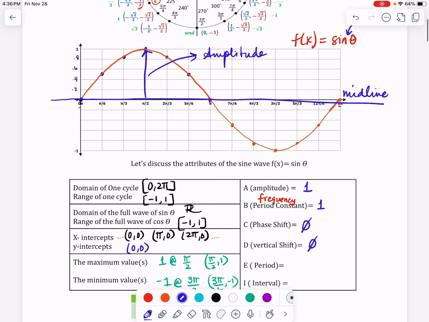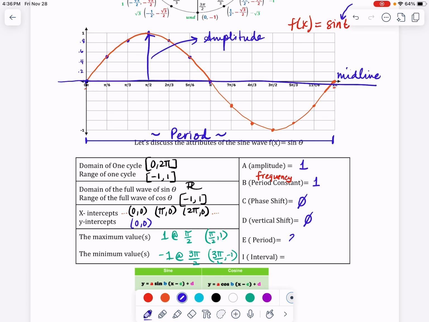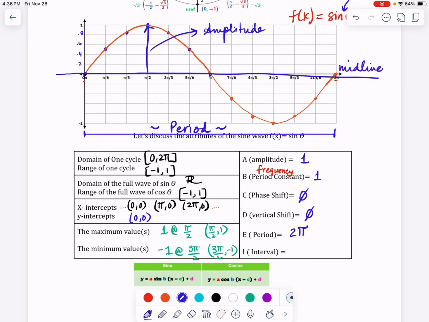Period is referred to as the time, you can say, that it takes to complete one cycle. So this is referred to as the period of this wave. In this case, for the parent function, the period is 2 pi because it starts to repeat itself after every 2 pi.